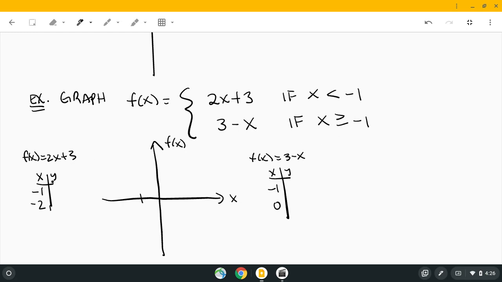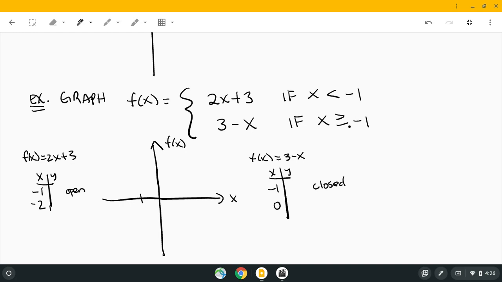Now we see that for both graphs, I chose -1, the x value where the transition happens. But only one of these will be a closed point. The other one will be an open point. Can you tell which one will be the closed point and which one will be the open point? Right over here, this is strictly less than -1. So this one, 2x plus 3, will have the open point, and this one will have the closed point, because -1 falls in here.